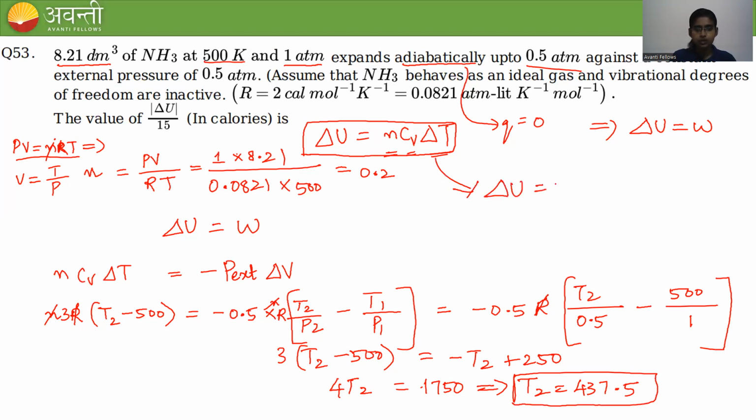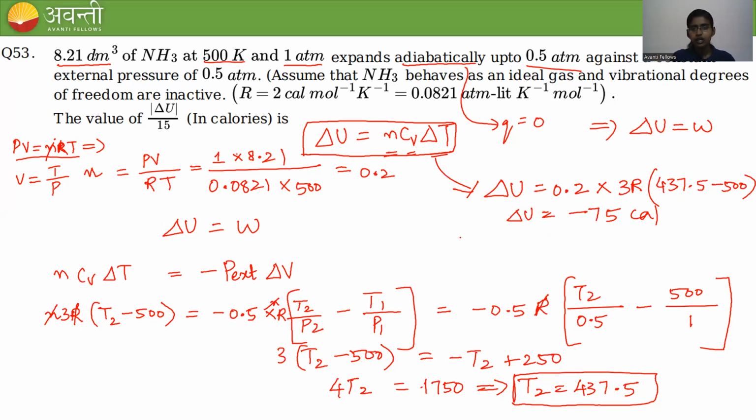Delta U is equal to 0.2 into Cv value, which is 3R, and final temperature is 437.5, initial temperature is 500. Okay, on solving this, you will get minus 75 calories as delta U.